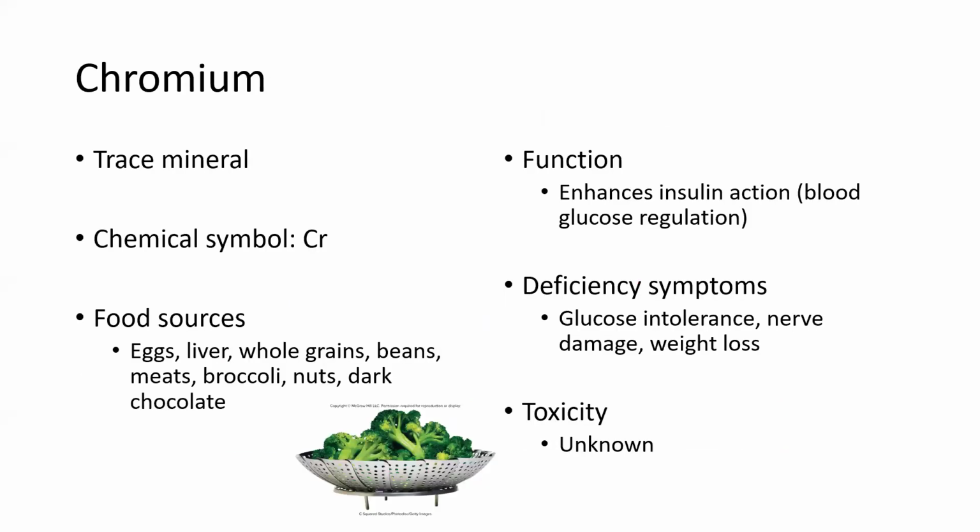Chromium is another trace mineral symbolized by capital C, lowercase r. It enhances insulin action and it aids, therefore, in blood glucose regulation. You'll find it in foods like eggs, liver, whole grains, and nuts. If you have a deficiency, it would lead to glucose intolerance and nerve damage, but there is really no toxicity issue.